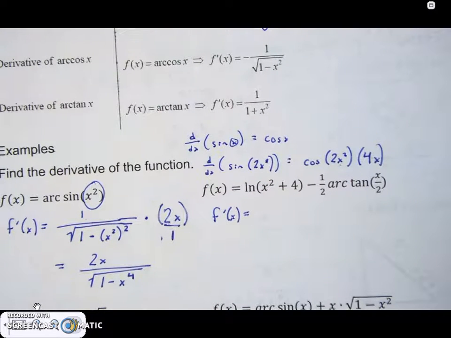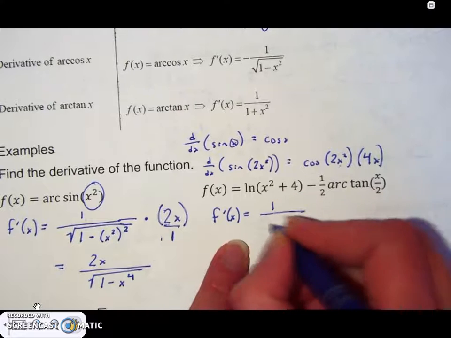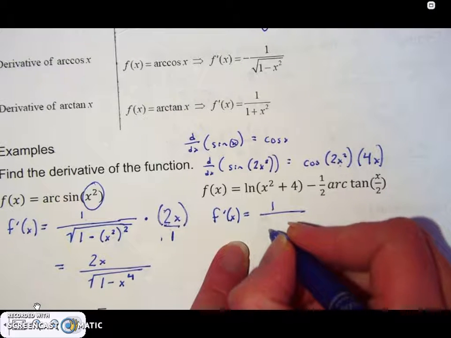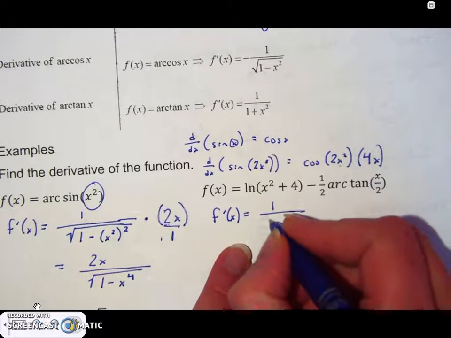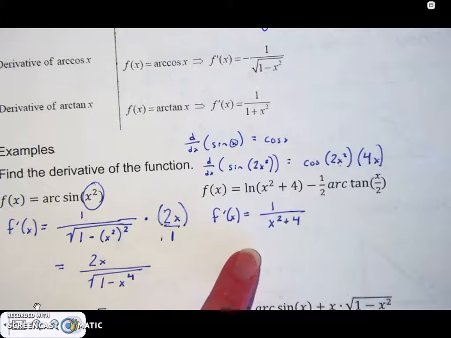This one has rules mixed together. Okay, so it's got arctan, which we didn't derive, and it's got an ln. So do you remember how to take the derivative of ln of something? 1 over x squared plus 4. So if it was ln of x, it would be 1 over x, yeah. Okay, so we do 1 over, and then what? Times 2x, times the derivative of it.